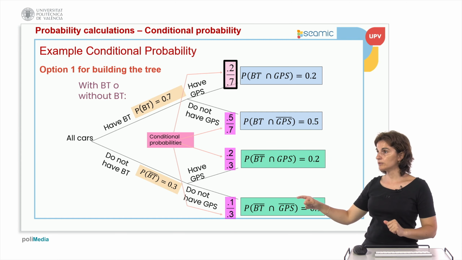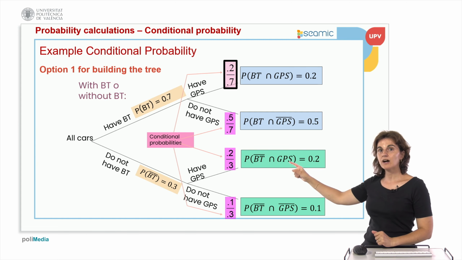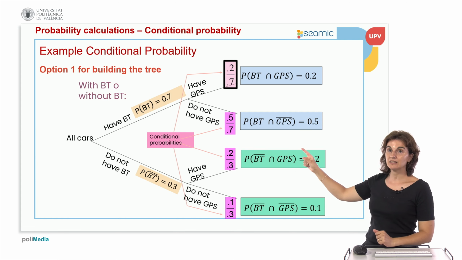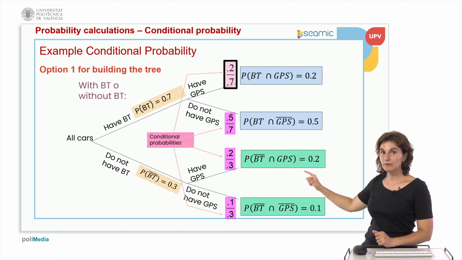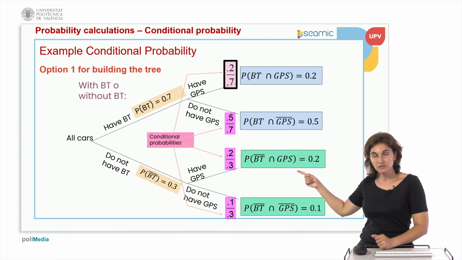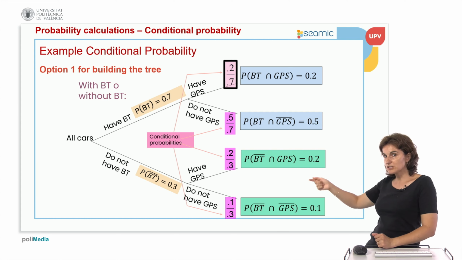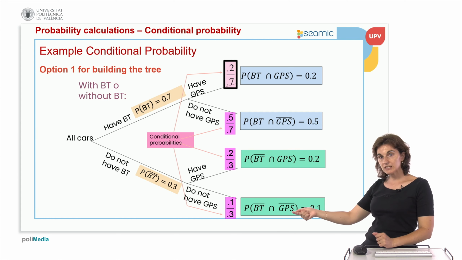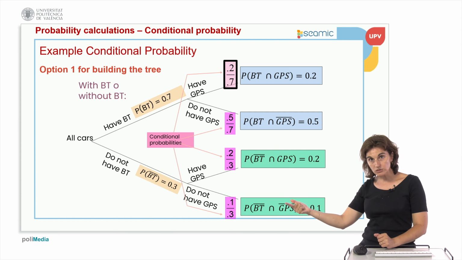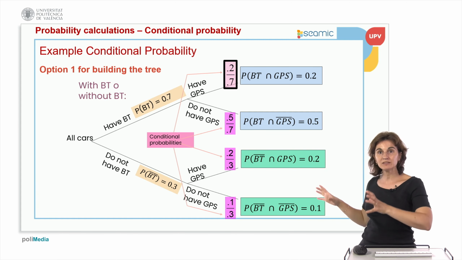If you are able to compute that in this branch the conditional probability of having GPS, given that the car has no Bluetooth, I am here in this third branch of the tree, if we know that this is 0.2 over 0.3, and this usually will be data for you, you know that the complement of this branch, which is the other, can be easily computed as 1 minus 0.2 over 0.3. And this is why we build a tree.